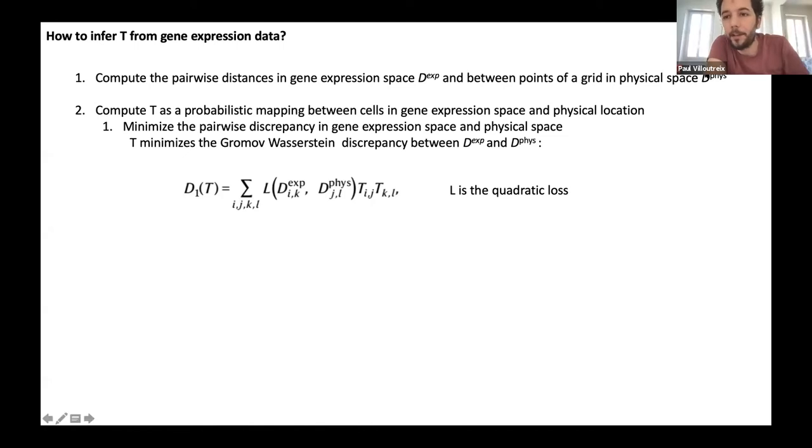And then you have a second matrix, which is the distance between cells in the physical space, or actually between points in a grid. So you say your target space is some kind of ellipsoid, and for each area in the target space, you will have a pairwise difference. And the aim to infer T will be to map the distances that you get in the gene expression space to the ones that you have in the physical space.